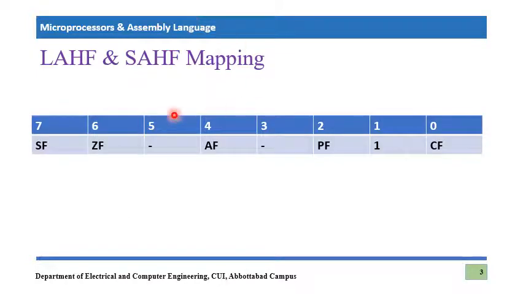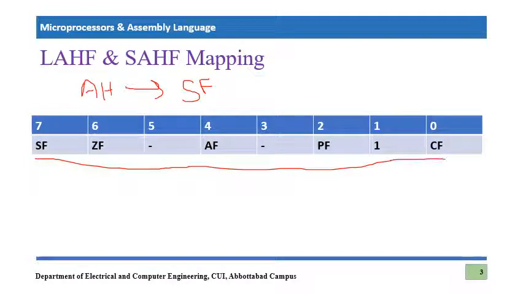Okay, in this slide we are going to discuss the mapping which is performed between the AH register and the status flag register. We need to know about it before understanding these instructions. So the AH register is going to map with the status flag register, or status register, whatever you call it. These bits are shown here. So let's say you are going from the status flag to the AH register.